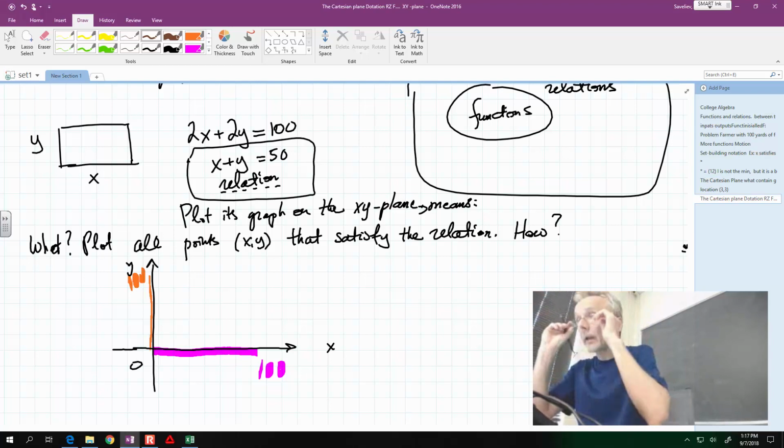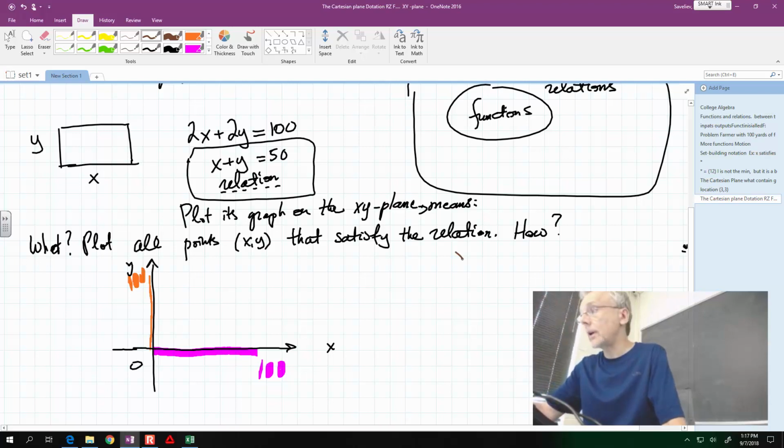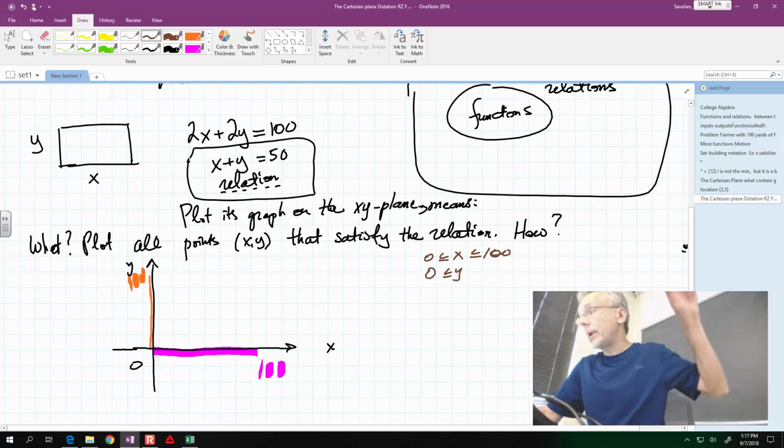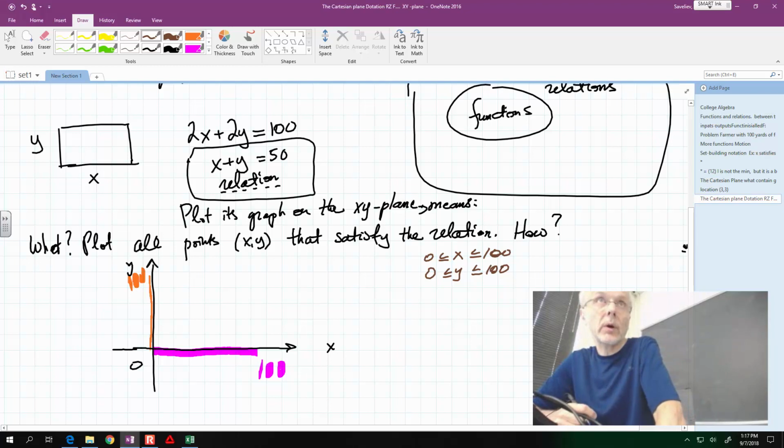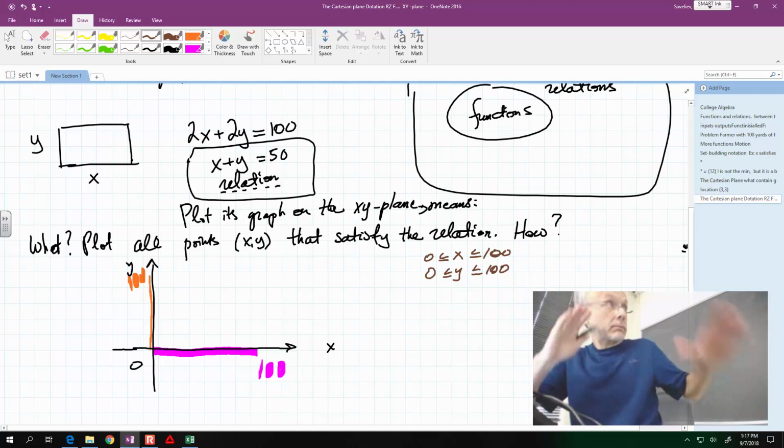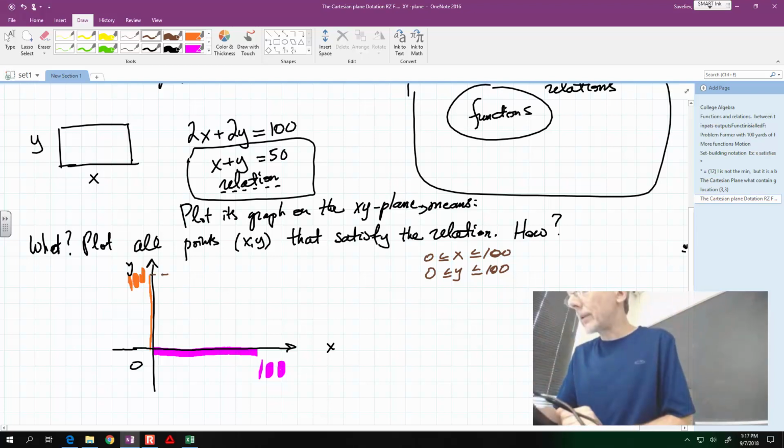We are plotting all x's and y's that satisfy the relation, but the relation has a restriction on the domain and codomain. So x and y run between 0 and 100. What does it tell you about the pairs of points? If both x and y lie between 0 and 100, what does it tell you about the location of the graph? It's going to be restricted in that area. The area is in fact a square, right? So it will be here somewhere.